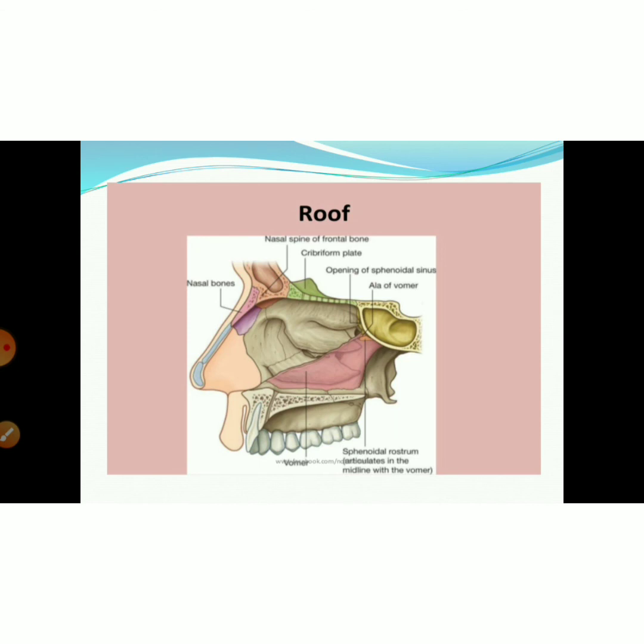So here in this picture you can see the anterior sloping part. The anterior sloping part is formed by the nasal cartilages, nasal bones, and nasal part of the frontal bone. So till that part it is the anterior sloping part. The middle horizontal part is formed by the cribriform plate of ethmoid. So you can see that shaded in green. And the posterior sloping part is formed by the lower surface of the body of sphenoid.